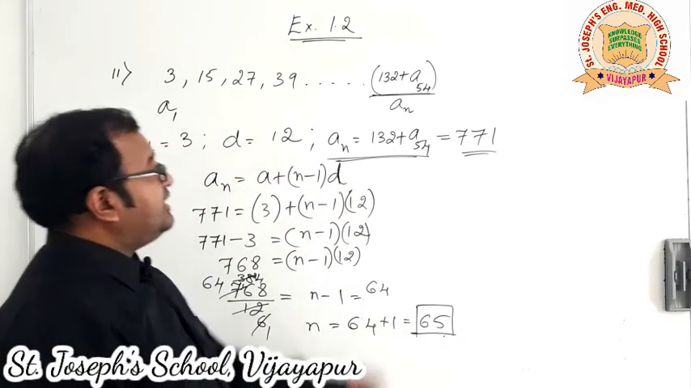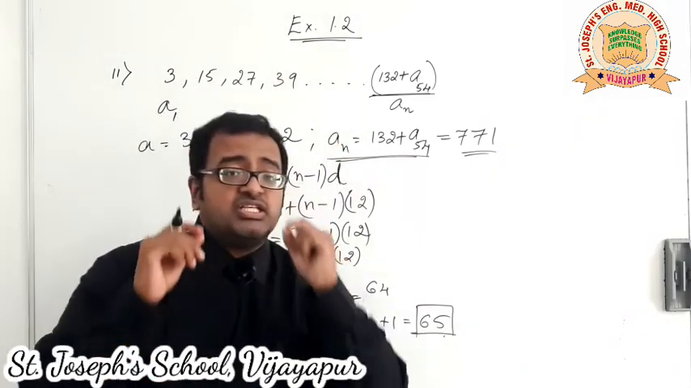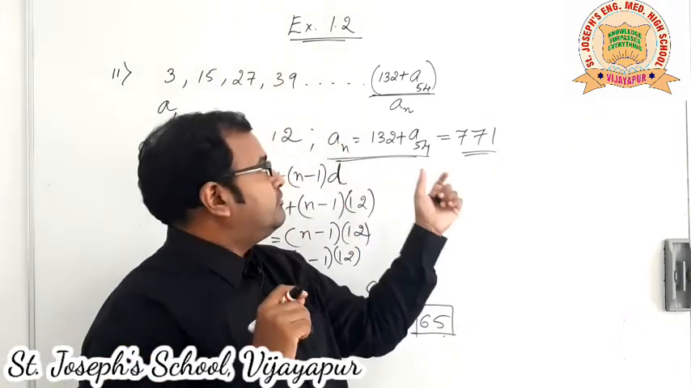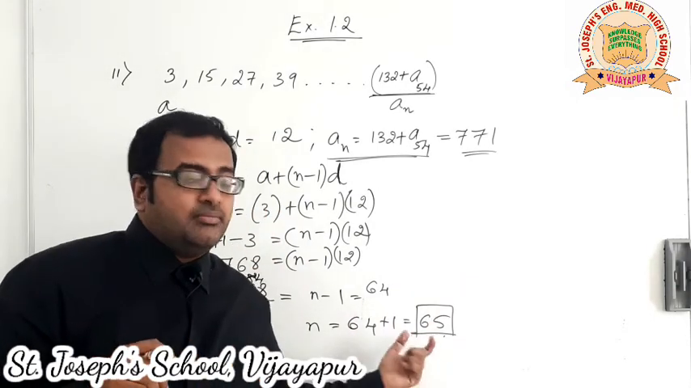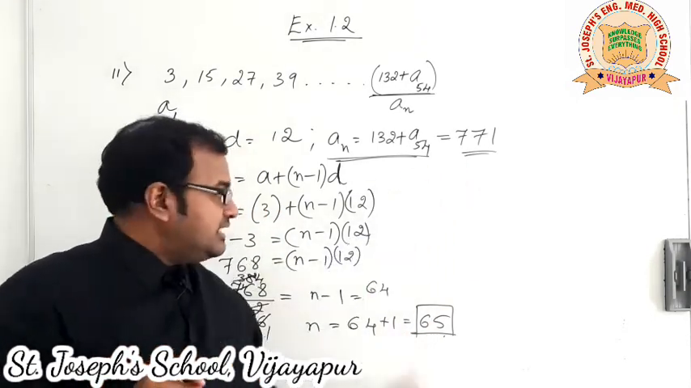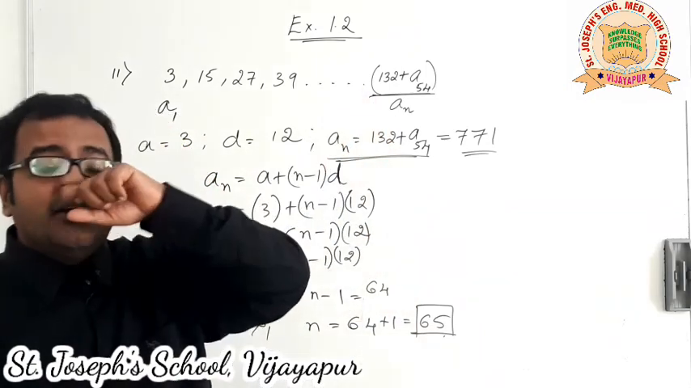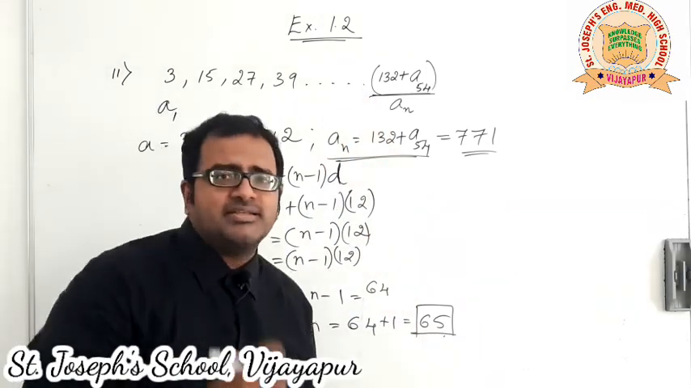So we can say that they have asked which is the term. It is the 65th term, that is 771. That is 132 more than the 54th term. You could just add a sentence at the end.